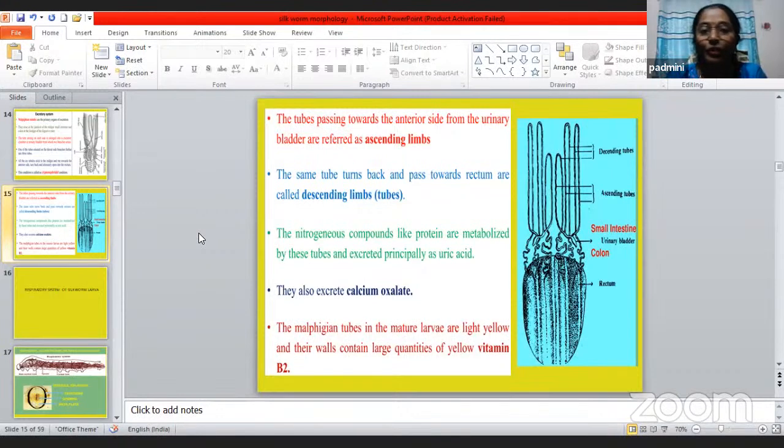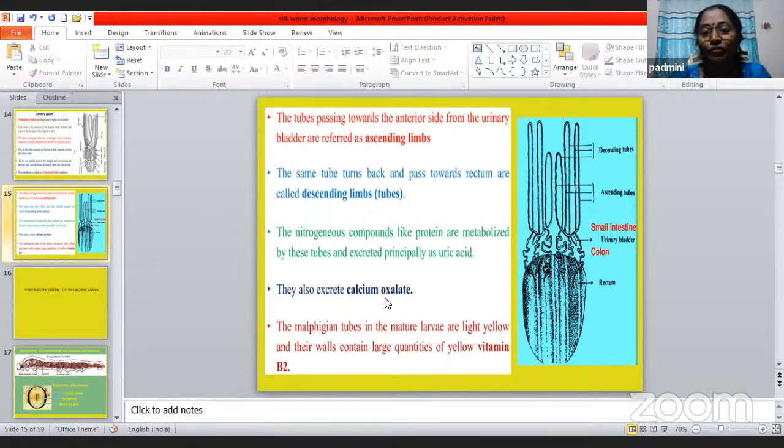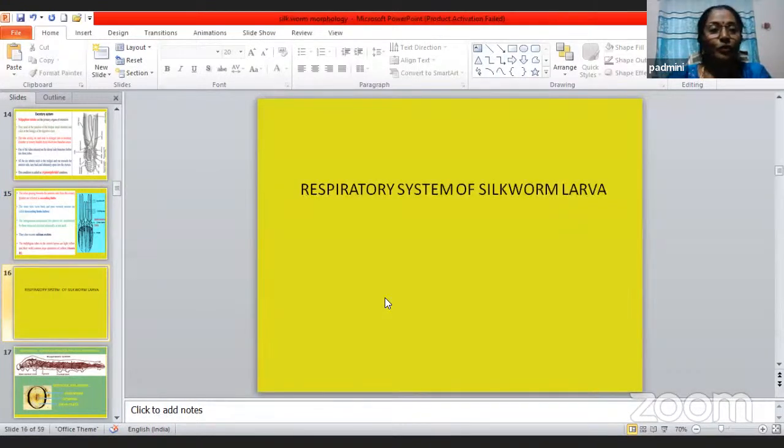If vitamin B2 is not present, then the proteins will not be metabolized thoroughly, and the uric acid will not be excreted. If the uric acid stays back in the human body, it forms gout, that is, small bone enlargement occurs in human beings. Here we are talking about human beings, but when we talk about the importance of vitamin B2 in larvae, it is necessary for metabolism of proteins and fats in the larval forms. Okay, so that was about the excretory system.